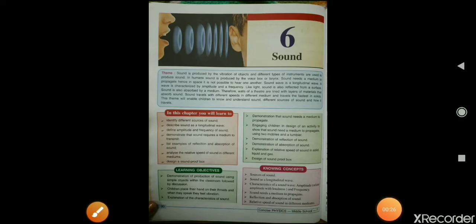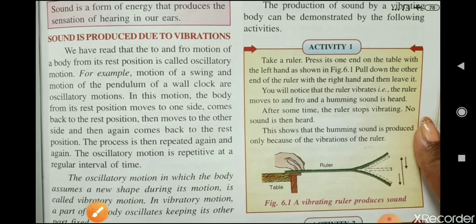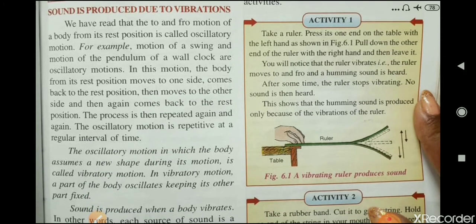Now what is sound? Sound is a form of energy that produces the sensation of hearing in our ears. Means sound is also a form of energy which produces the sensation of hearing in our ears, because of which we can hear. Sound is produced due to vibrations. Means when a body vibrates, it produces sound, or we can say sound is produced because of the production of vibrations. When a body vibrates, it produces sound.